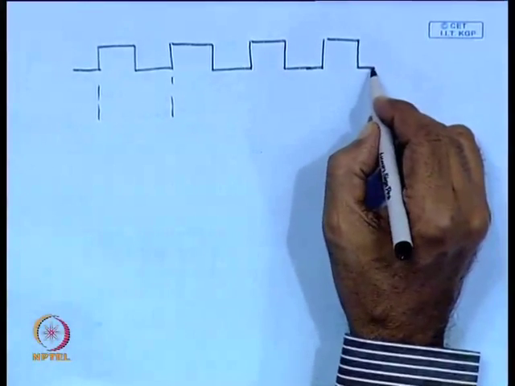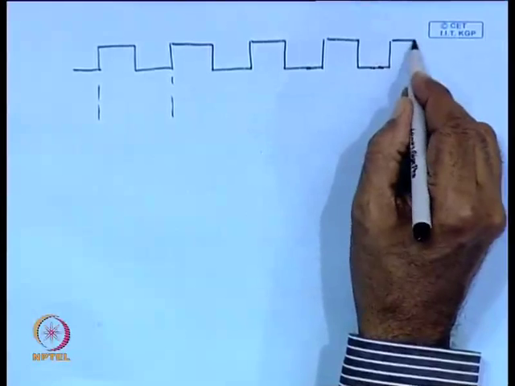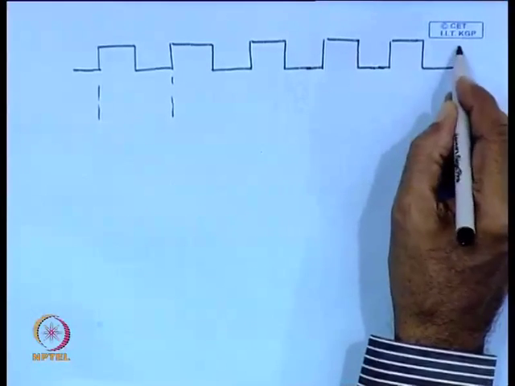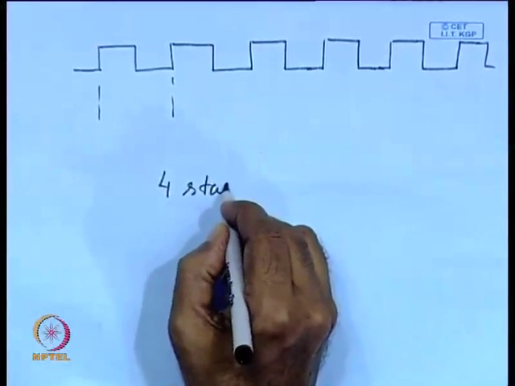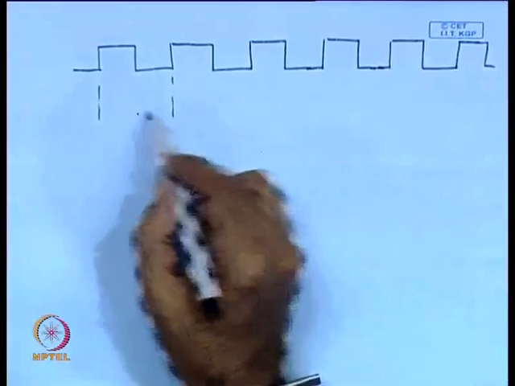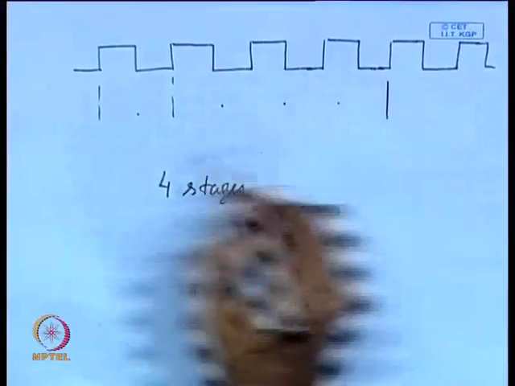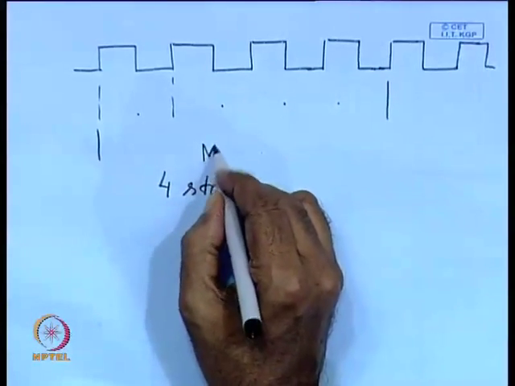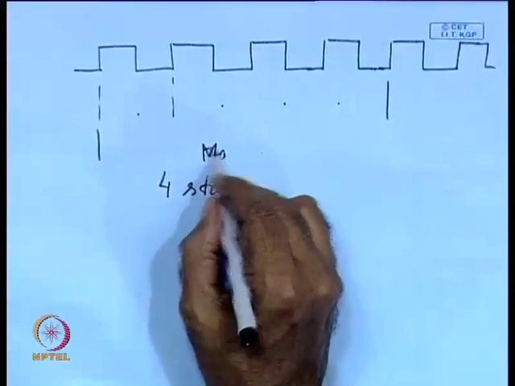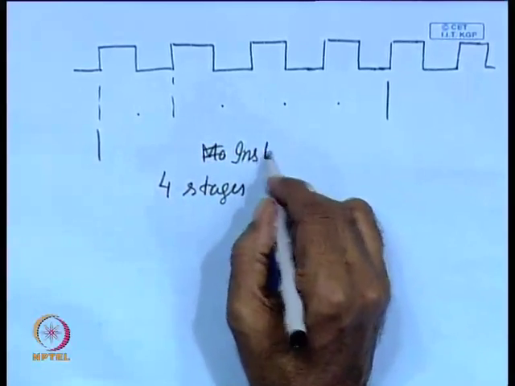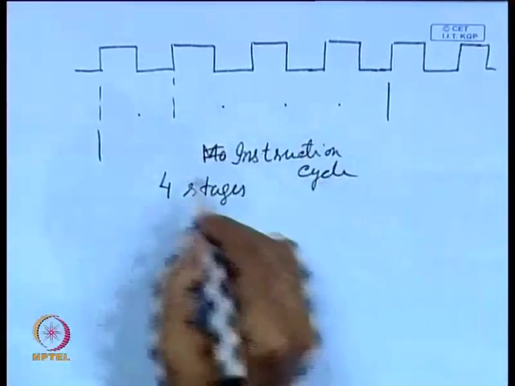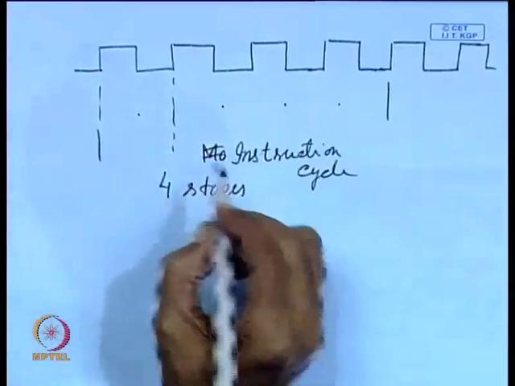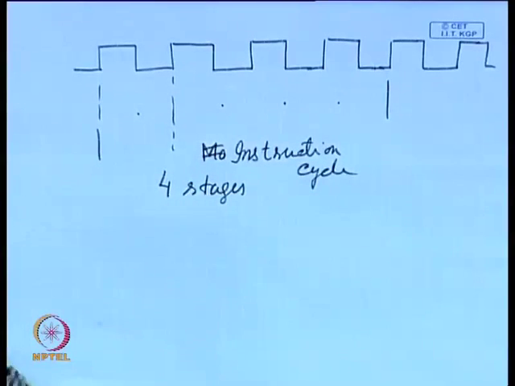On the other hand, let us assume a machine cycle may take 4 such clock cycles. In other words, if it requires 4 stages of pipeline, 1, 2, 3, 4, this will be your machine cycle, rather the instruction cycle. But the pipeline cycle time, the clock cycle time, will be this one. So, this parameter you should remember.